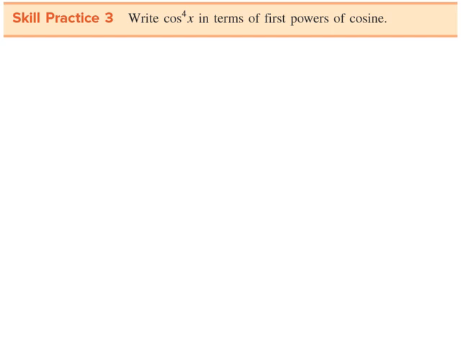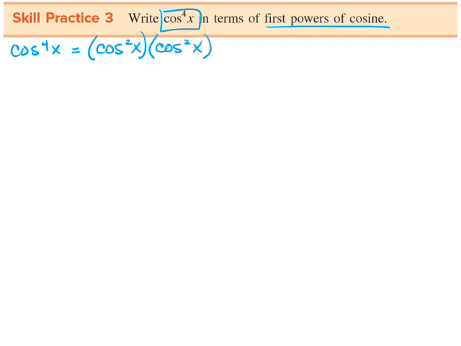Let's try another one. In fact, maybe you want to try this one on your own. So now I am starting with cosine of x to the power of 4, and again, I want this to be first powers of cosine. So I know that cosine to the power of 4 can be written as cosine of x squared times cosine of x squared. And so what I can do here is I can use the formula on this as well as the formula for this and multiply them together.